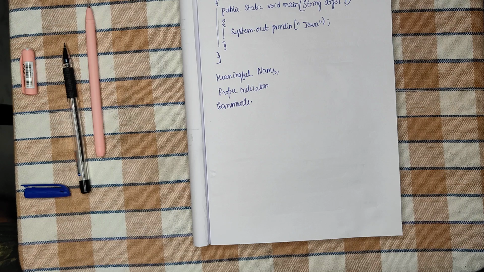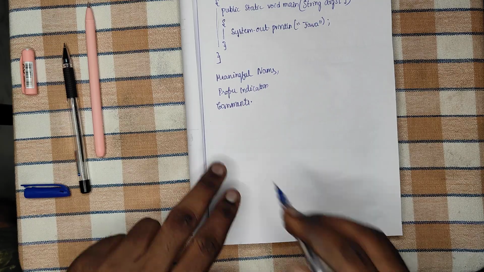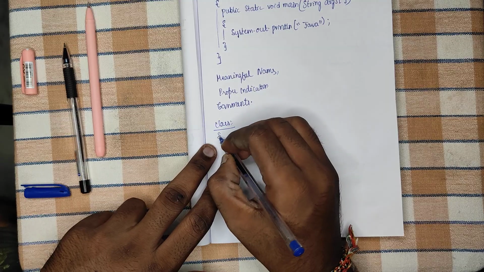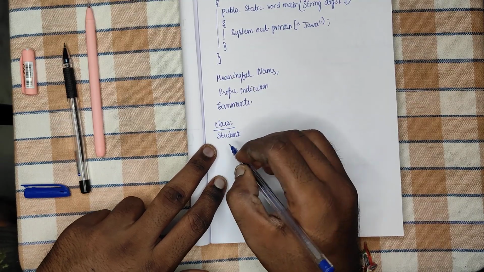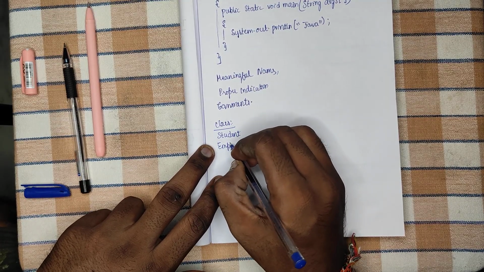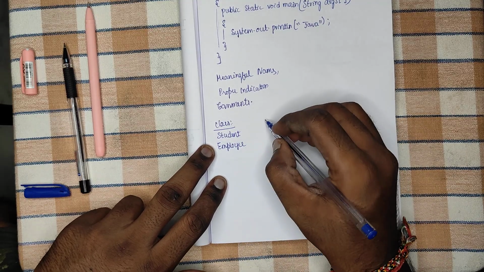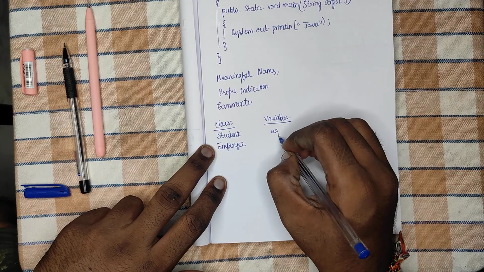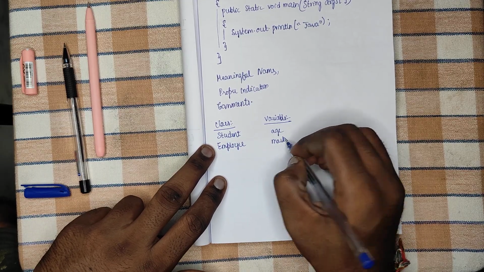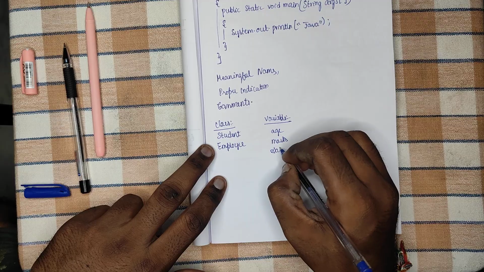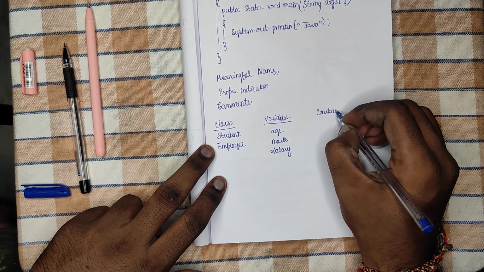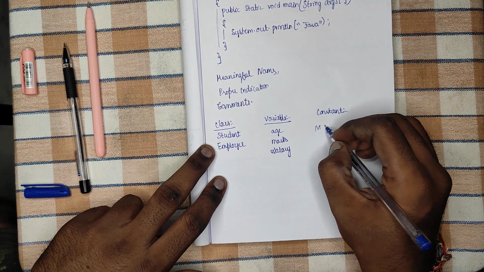So, proper naming conventions. For example, class names like Student, Employee. Variables like age, marks, salary. A constant is like MAX_VALUE.